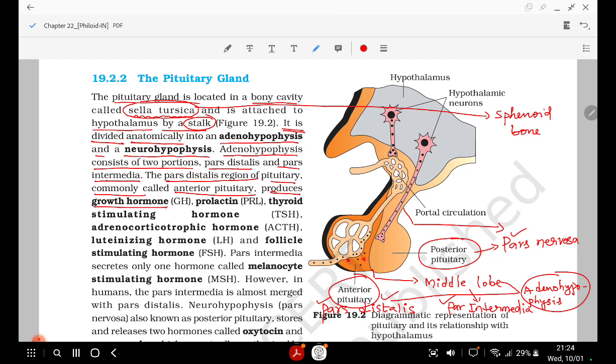It produces growth hormone, prolactin, thyroid stimulating hormone, adrenocorticotropic hormone, luteinizing hormone, follicle stimulating hormone. So pars distalis secretes 6 important hormones: growth hormone, prolactin, adrenocorticotropic hormone, thyroid stimulating hormone, follicle stimulating hormone, and luteinizing hormone. These 6 hormones are secreted from the pars distalis.